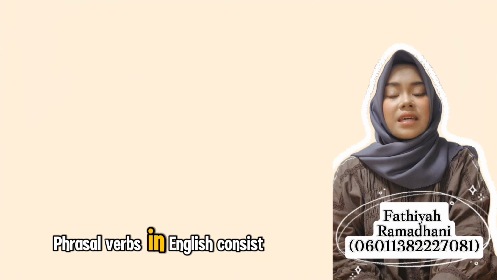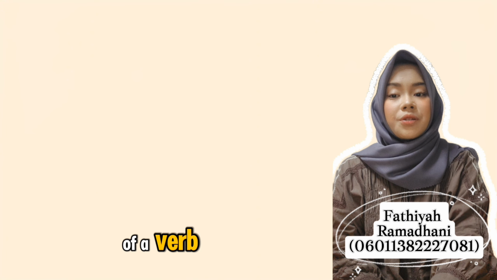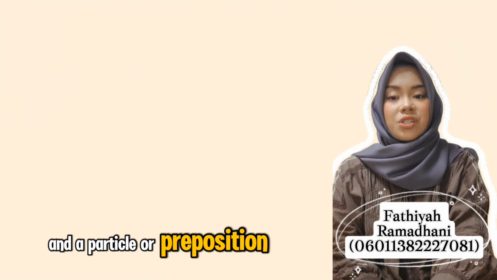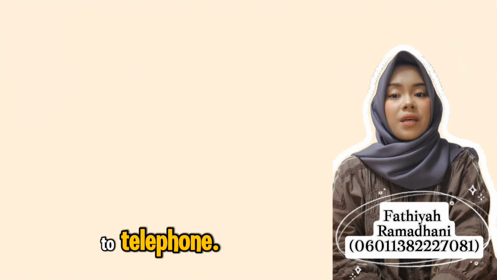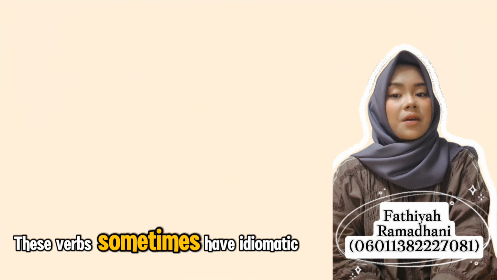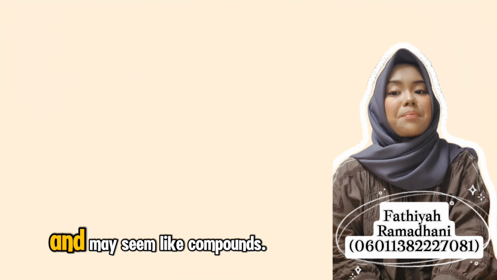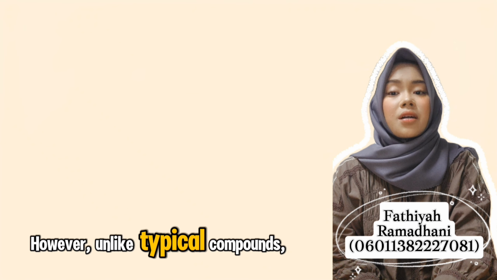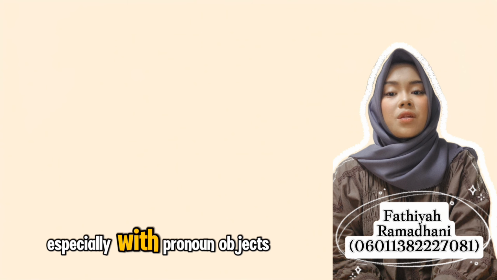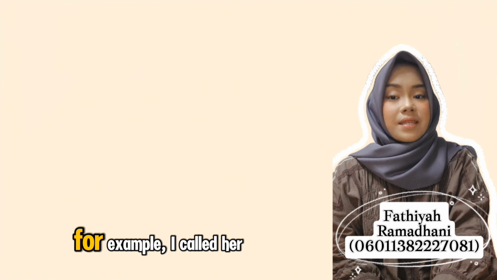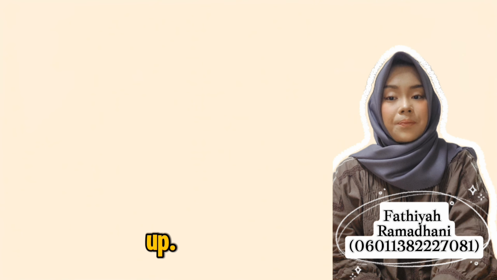Next, phrasal verbs and verbs with separable prefixes. Phrasal verbs in English consist of a verb and a particle or a preposition. For example, call up meaning to telephone. These verbs sometimes have idiomatic meanings and may seem like compounds. However, unlike typical compounds, their elements can be separated, especially with pronoun objects. For example, I called her up.